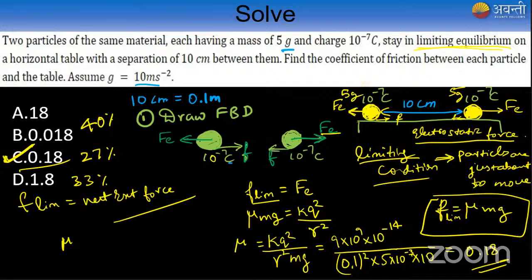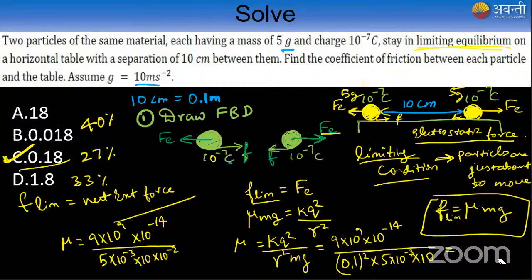Okay, let's check. Mu is equal to 9 into 10 power 9. There is some problem with the powers, right? 10 power minus 14 by... Okay, we have 0.1 square. 0.1 square gives me 0.01. Okay, there is the culprit. So 5 into 10 power minus 3 into 10 into 10 power minus 2. I think this is where we made a mistake.